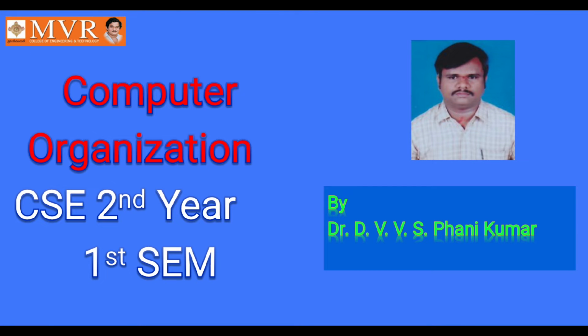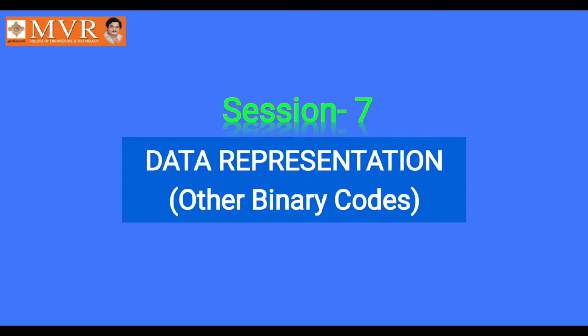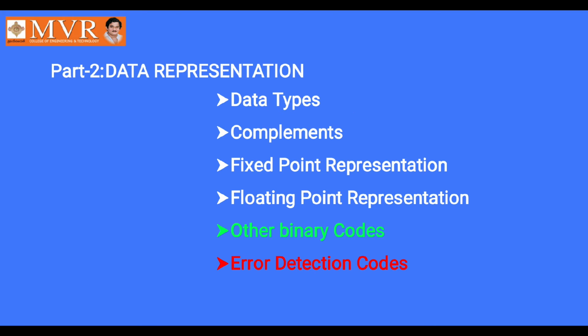Today we are going to discuss other binary codes in data representation. As shown on the screen, in the first unit of the second part, data types, complements, fixed point and floating point representations were completed in the previous sessions. Today we are discussing the other binary codes topic.